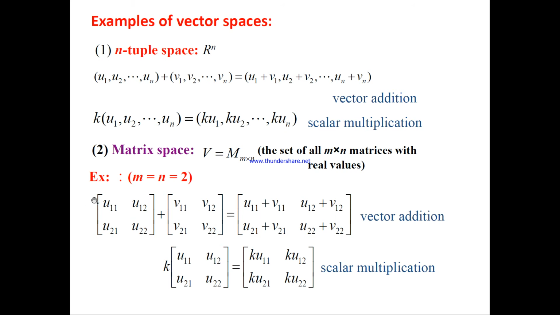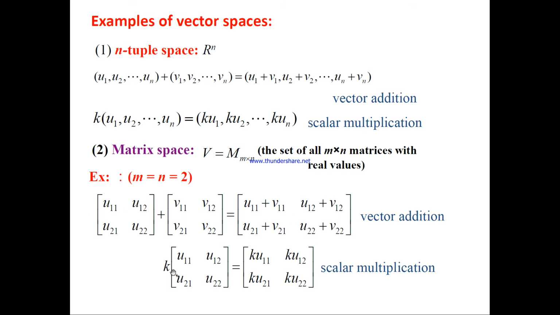Elements in the same position get added: u11 gets added with v11. So the element in the first row and first column gets added with the element present in the first row and first column. Then the first row and second column gets added with the element in the first row and second column. That is how matrix addition is performed. This is something similar to vector addition.